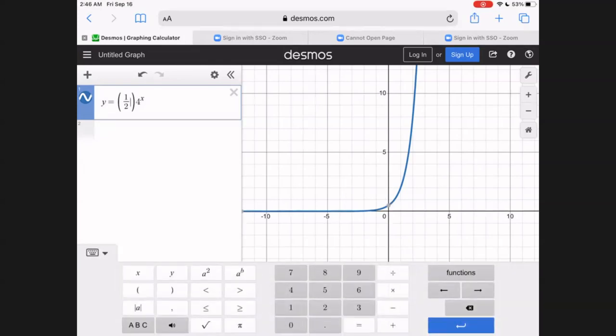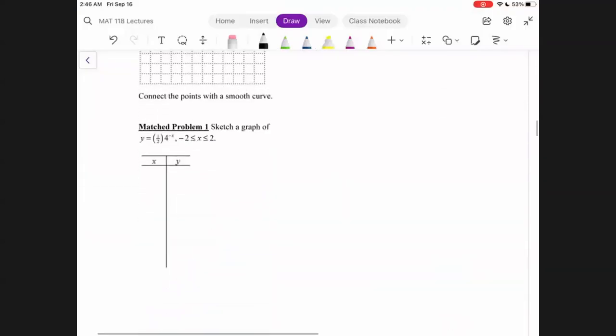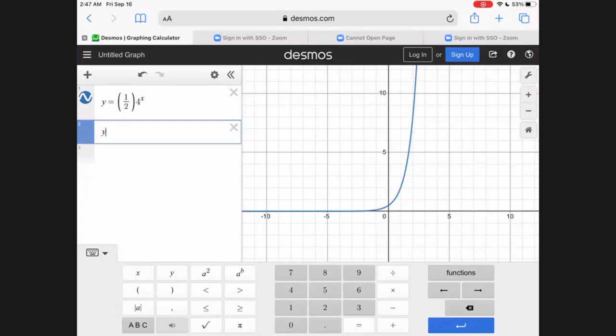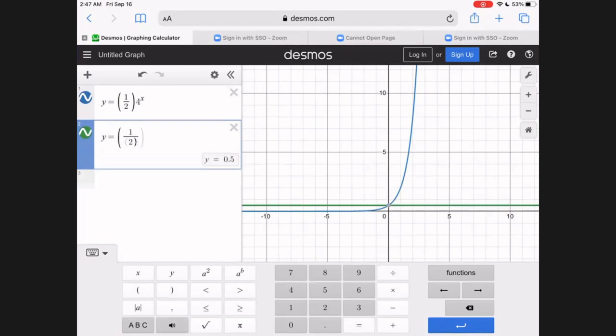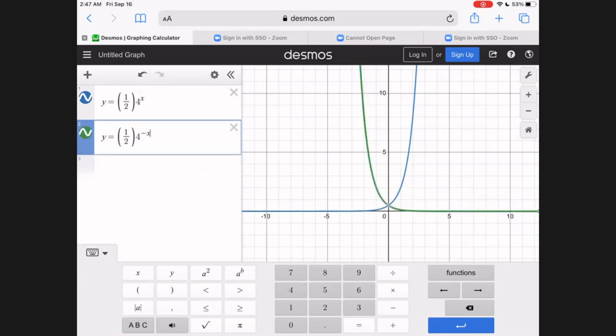Now, suppose I change this 1/2 to something else. I think the next one talks about putting the negative x, but we see what happens. It's just going to reflect it over, and we can see that appear. If I do a different graph, oops. Okay. We see it just reflects over the y-axis.